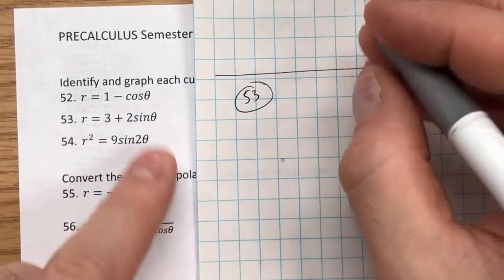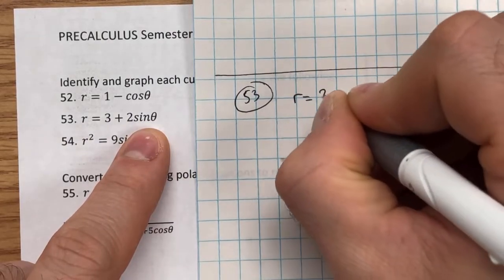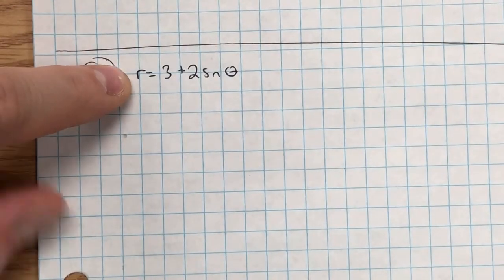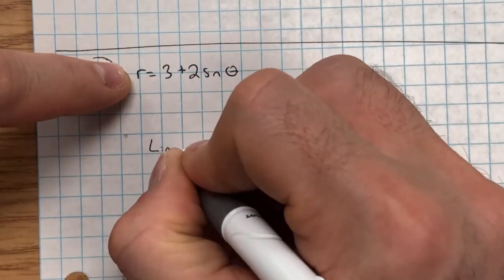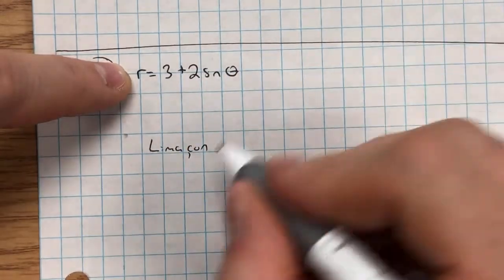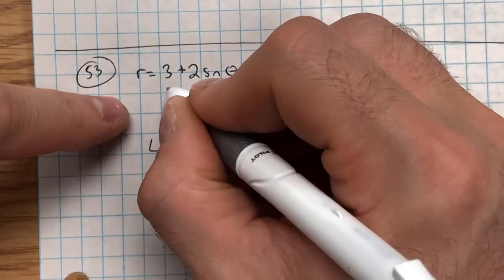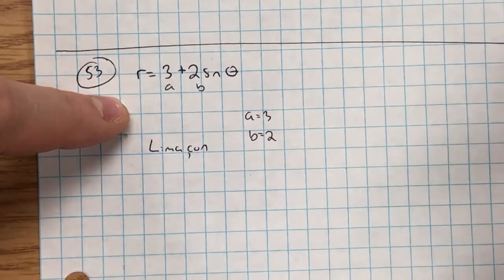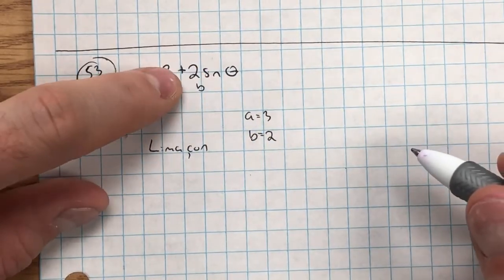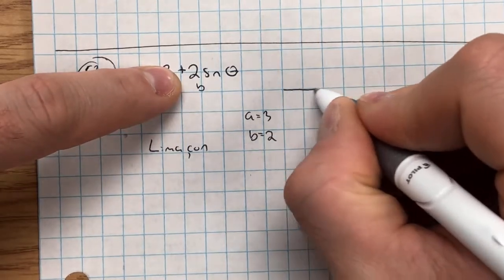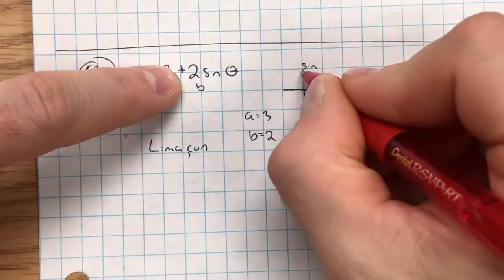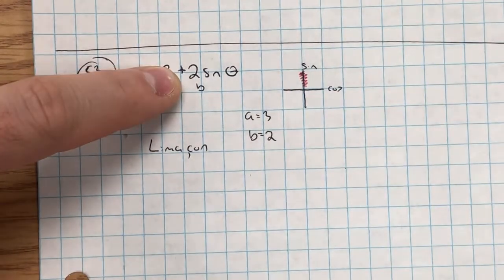Okay. So question 53 is r equals 3 plus 2 sine of theta. Okay, so we know because we have a plus or minus right here, this again is a limaçon. I need to first identify my A and my B. So my A is 3 and my B is 2. Because this is a sine and it's positive, on the axis I have positive cosines and positive sines. I know the positive sine is going to be centered on this upper axis.